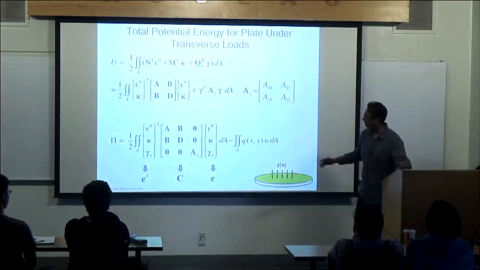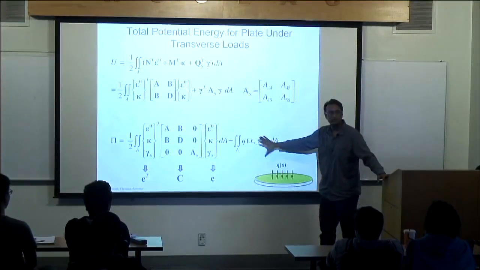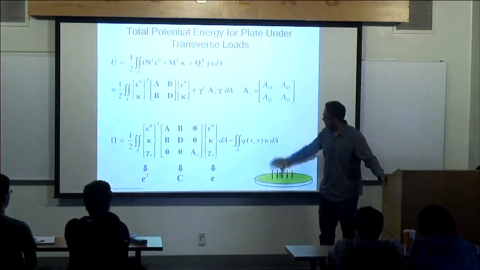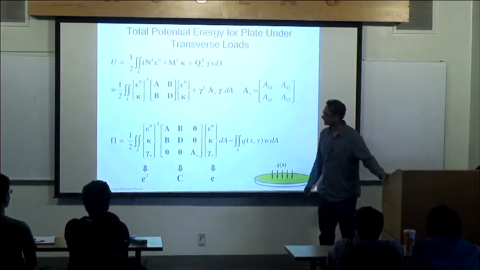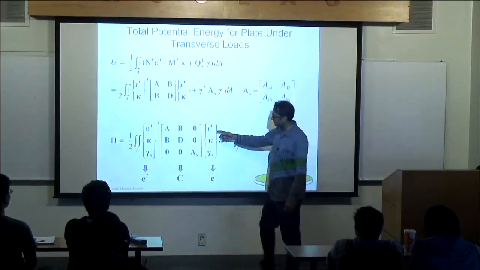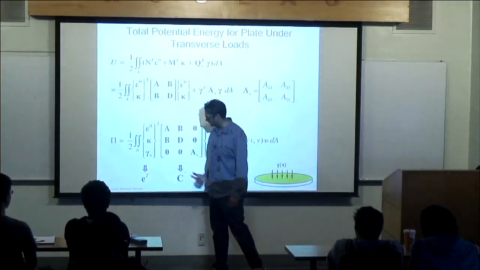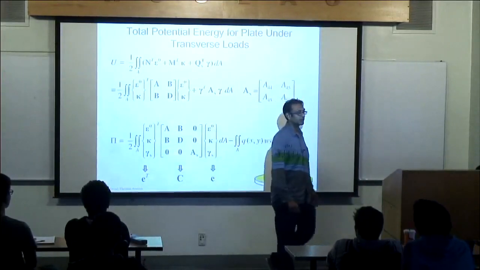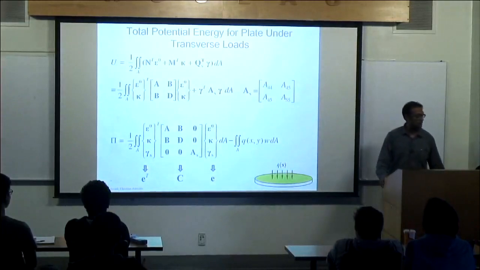Now look at total potential energy due to transverse loads, Q times W. Just add that one there. And this is for a special case, of course. That's a special case, but I didn't make it generic. Let's call this whole thing C bold. Let's call this whole thing epsilon bold, and if that's epsilon bold, this is epsilon transpose bold. Again, it's all about keeping track of things. And I think in 2 minutes I can summarize everything we've done.